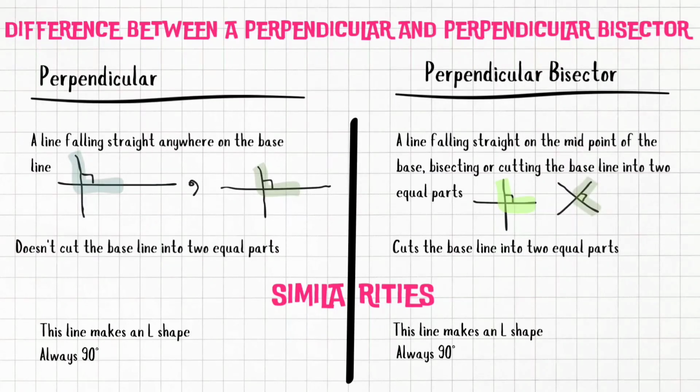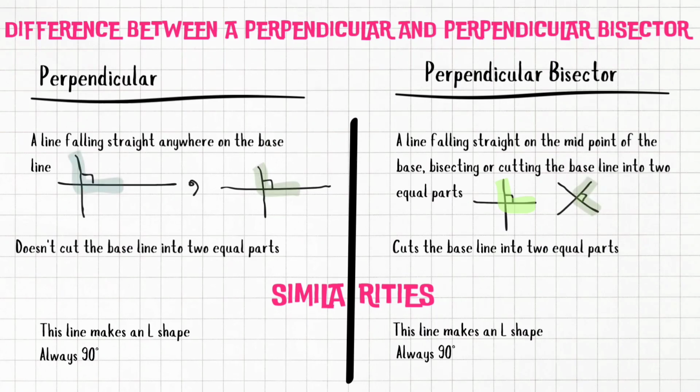A quick revision on perpendicular and perpendicular bisector. Skip this part if you know it thoroughly. Talking about a perpendicular, it is a straight line falling on the baseline and making a 90-degree angle. It doesn't cut the baseline into two equal parts. About perpendicular bisector, this again is a straight line that falls on the baseline, making 90 degrees and cuts the baseline or bisects it into two parts.